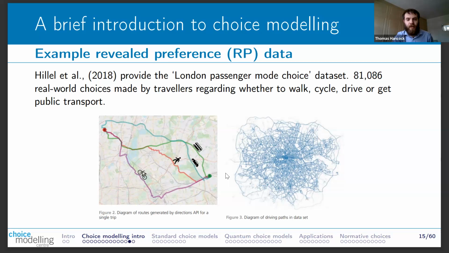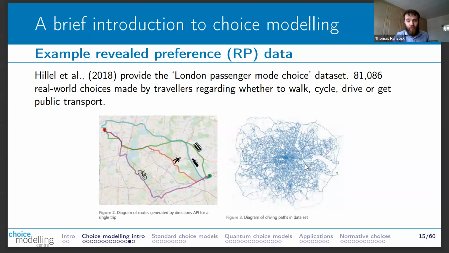For an example, we've got here a London passenger mode choice data set. It's 80,000 real-world choices made by travelers regarding whether to walk, cycle, drive, or get public transport. And you can see the full network of choices in the data set covers most of central London. Looking at this sort of data, we can really understand what is actually driving people's choices at the moment. And the more information we have on the choice alternatives and the decision makers themselves, the more insights we can get.